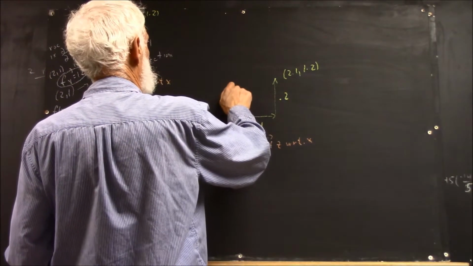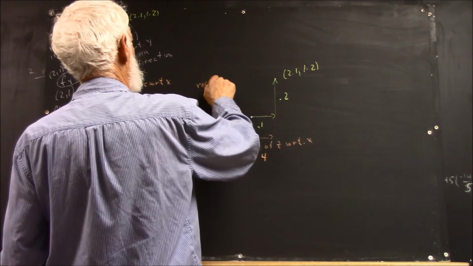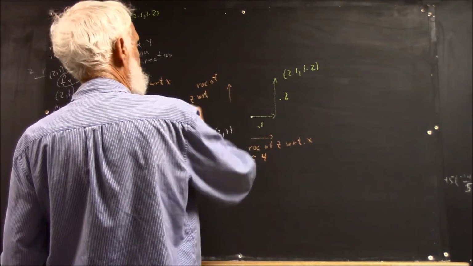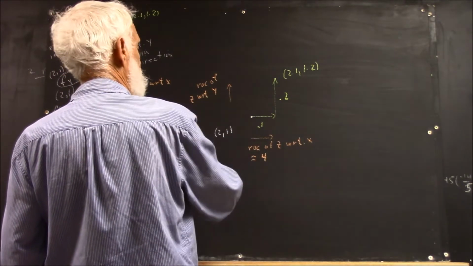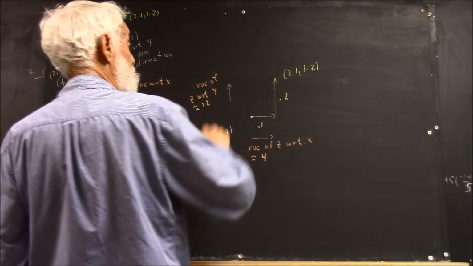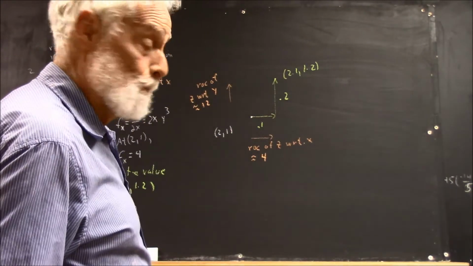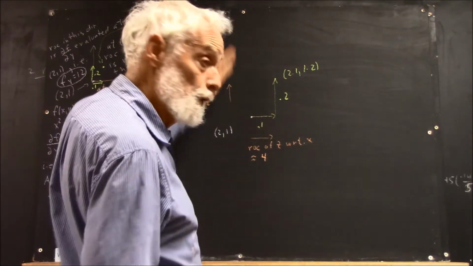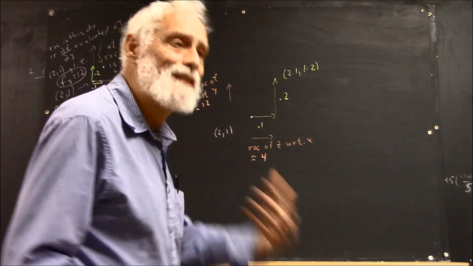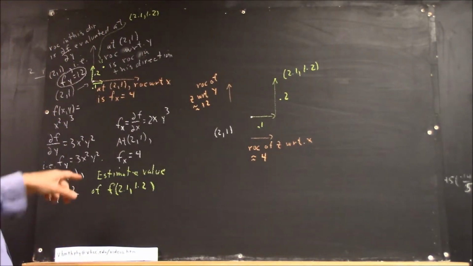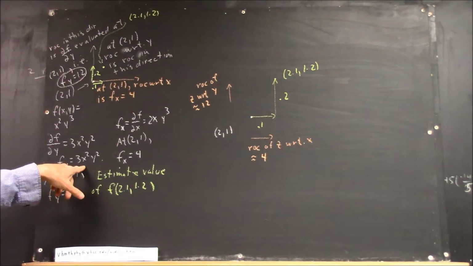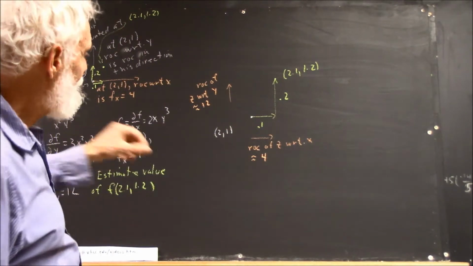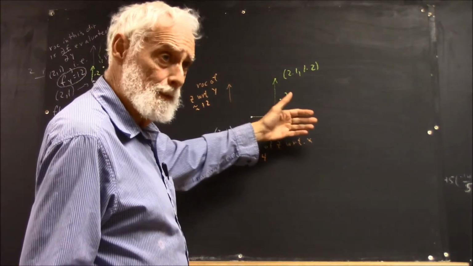And the rate of change of z with respect to y is approximately 12. Right? Again, that changes as soon as we move away from the point, whether we move to the right or the left or up or down. The rate of change, which is given by this expression or this expression, is going to change. But x and y aren't changing by a whole lot.